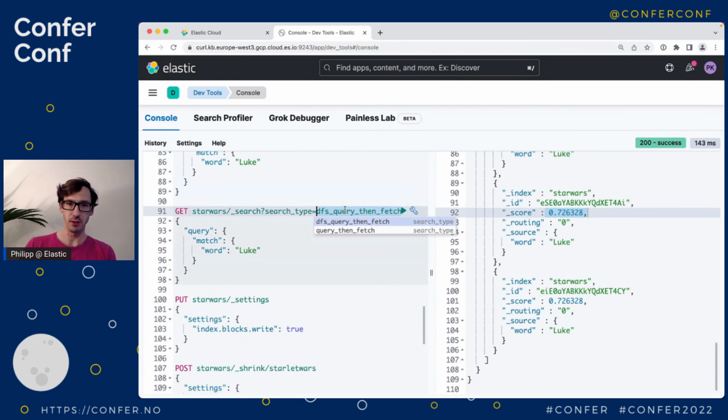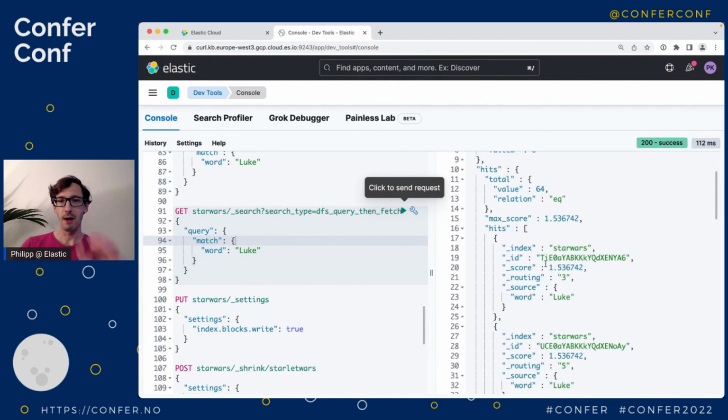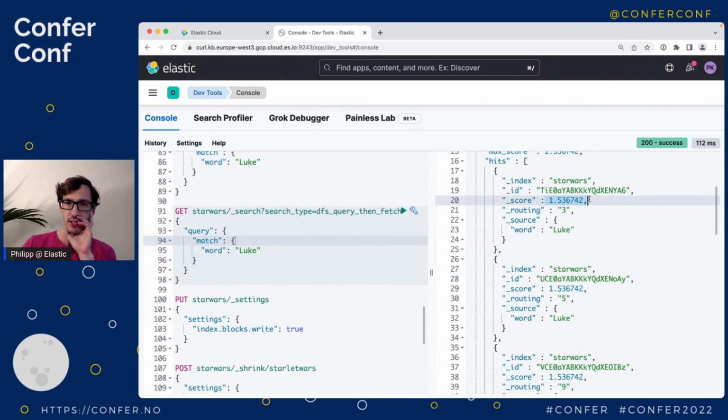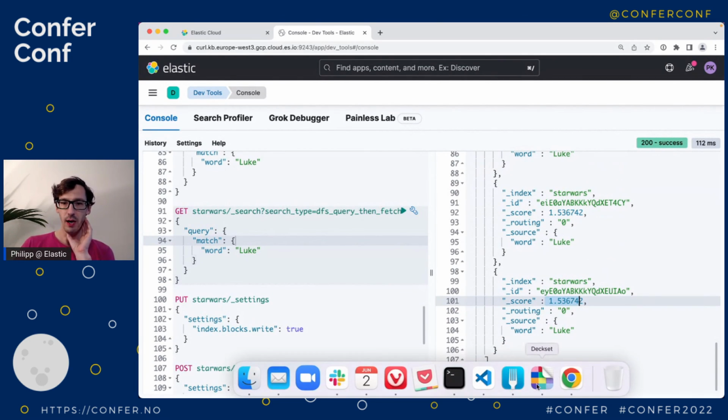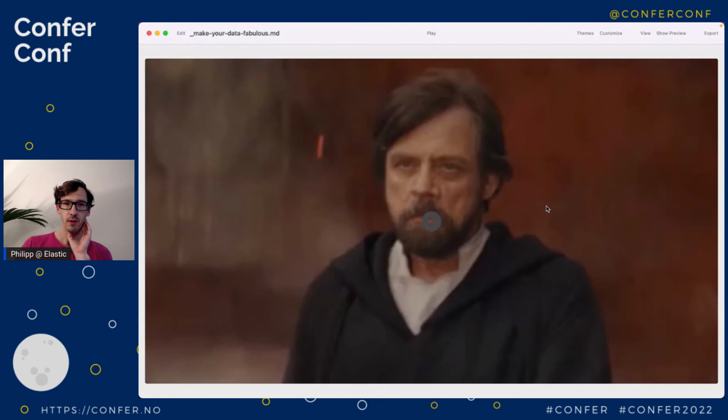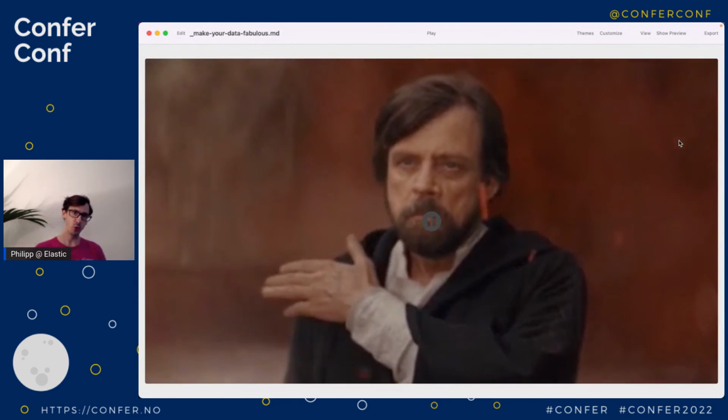So here I'm adding this parameter. It's adding not just a two-step search approach, but now I basically have a three-step search approach that I'm running here. And now you can see all the Lukes have the same relevancy of 1.5. So we have evened it out. So we have solved that one as well.